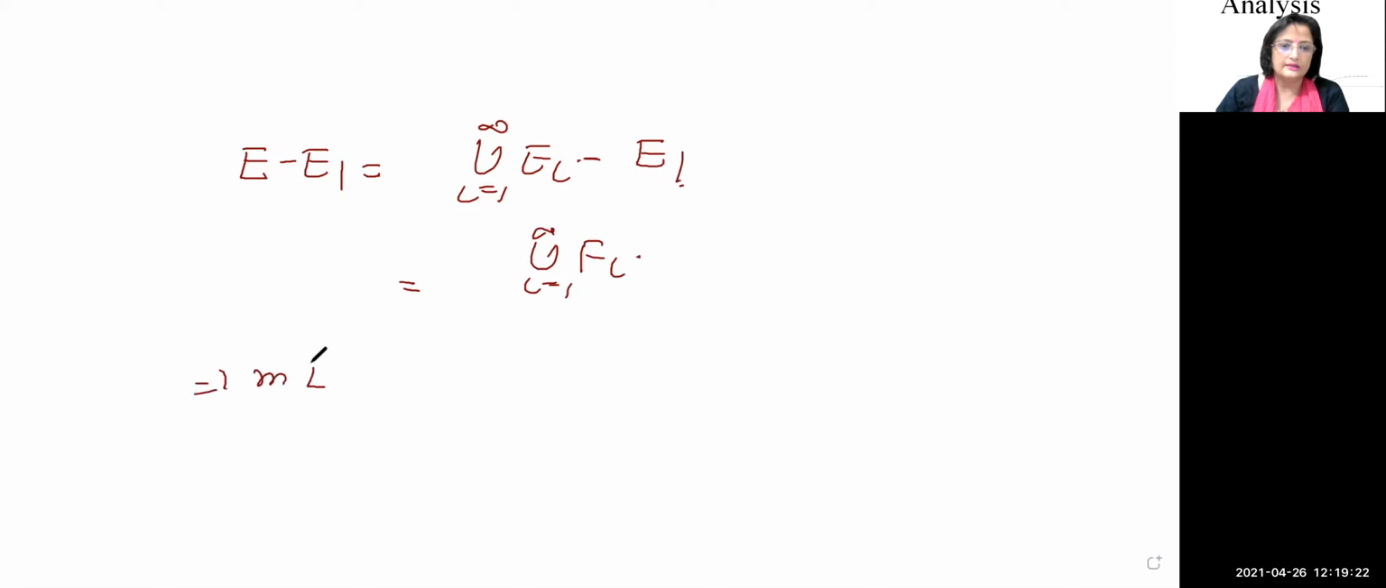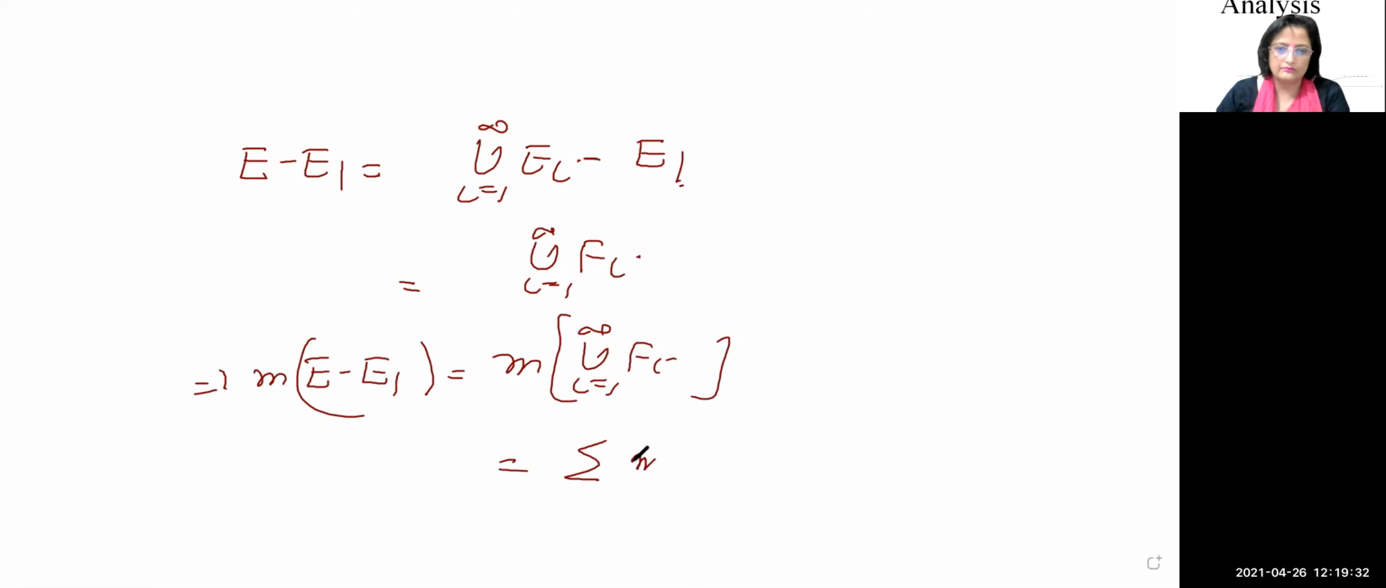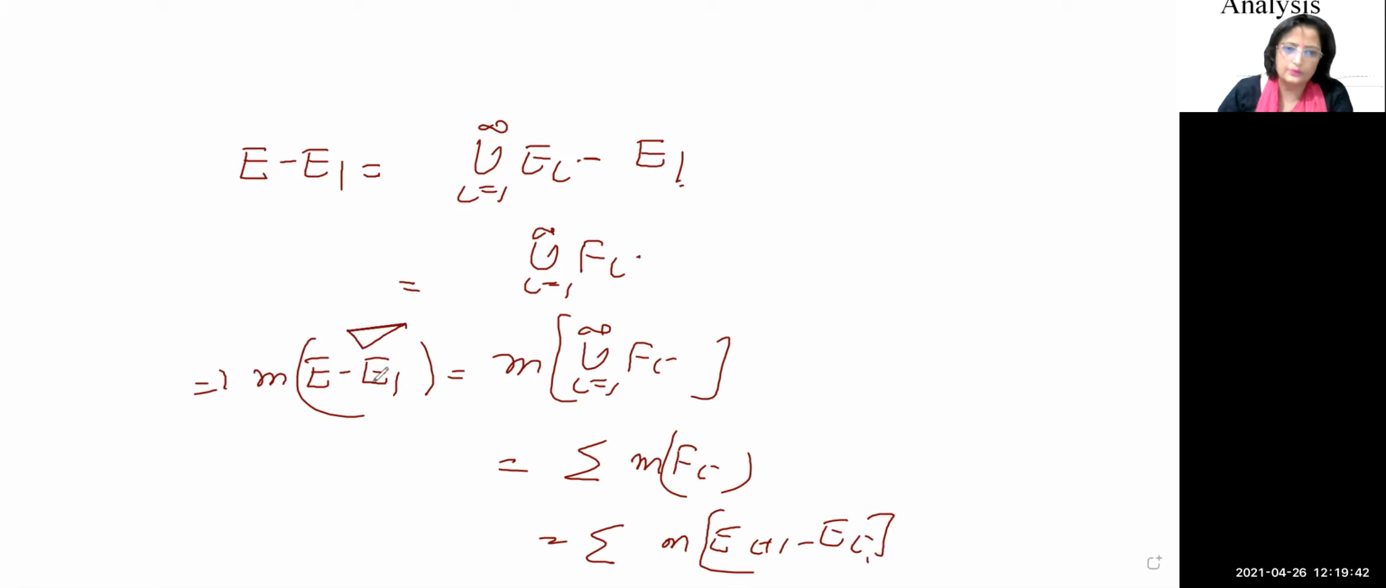Now, in the same case, we will find out measure of E minus E1. So this is measure of union i running from 1 to infinity, Fi, and that is nothing but summation of measure of Fi, and you will put the value summation measure of Ei plus 1 minus Ei. So now we will find the measure of E minus E1 and Ei plus 1 minus Ei, and at last we will put the value here.